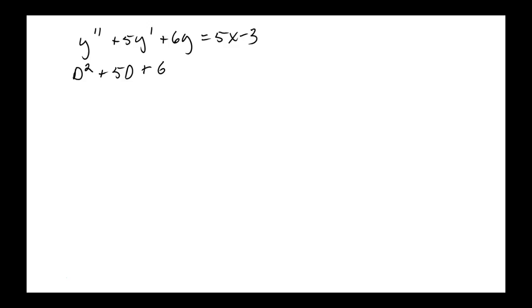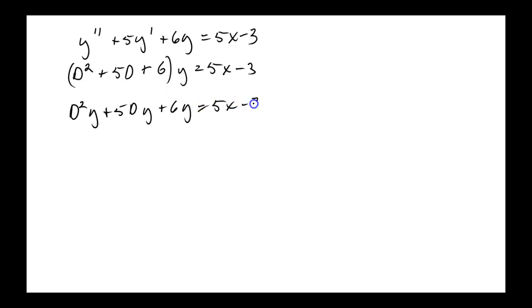Well, what they did is write the y's after each of them the first time. What I was going to do was this, which is the same as what they did. In fact, they did it in the next step. Is equal to 5x minus 3. Okay, what they were saying, this is d2y plus 5dy plus 6y equal 5x minus 3.